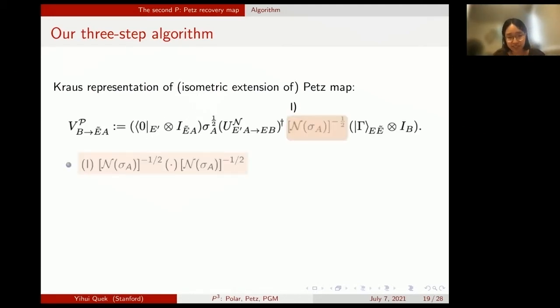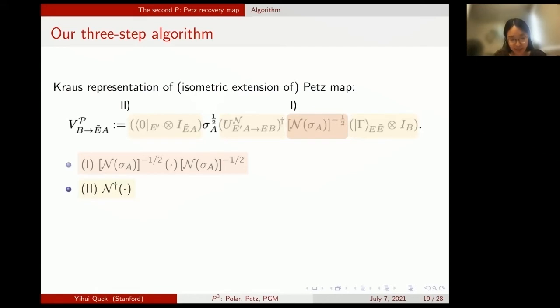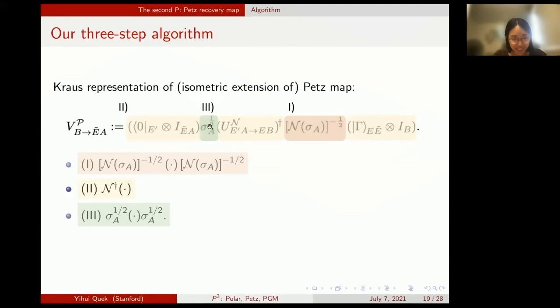Okay, so just to reiterate, this N sigma A to the minus half corresponds to the first thing which I said, which is conjugating the input state with N sigma A to the minus half. The second step of the Petz map is to act with N dagger. And we can do that by acting with the unitary extension of the map N, and then finally collapsing it onto this zero state. But note that this is not contiguous. So we actually have to do this step two in two parts, where the first part just acts with the unitary extension of N. And then we do the third step, sigma A to the half, and then we collapse it.